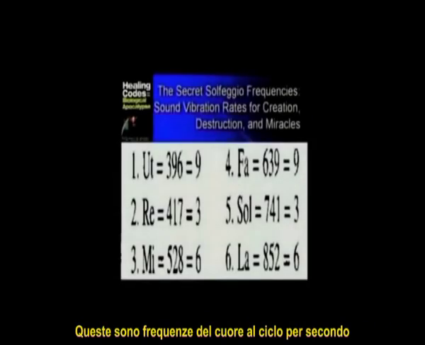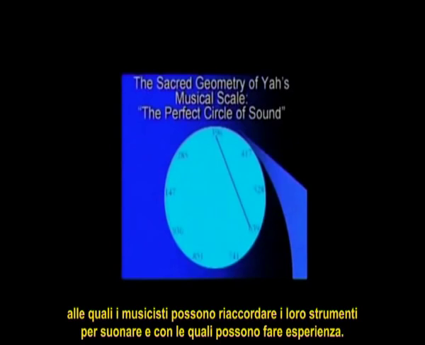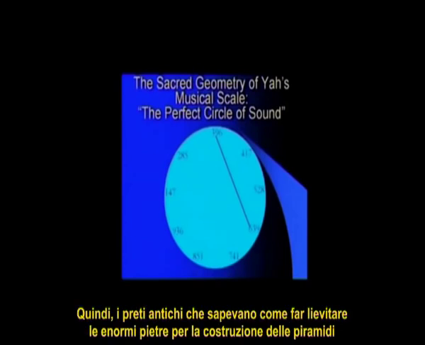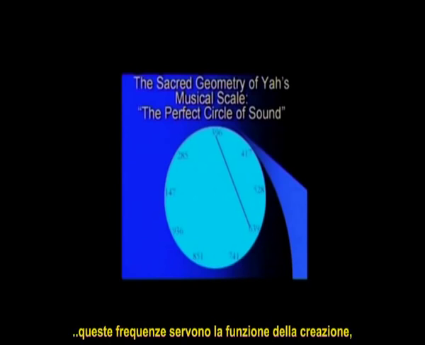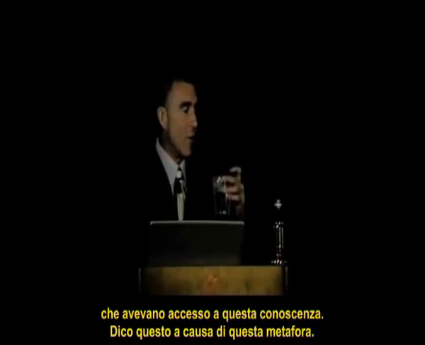These are hertz, frequencies, or cycles per second that the musicians can retune their instruments to play and experiment with. Why? Again, these are the Creator's musical scale, the original solfeggio, buried for 3,000 years in the Bible. So the ancient priests who knew how to levitate the huge stones for the building of the pyramids, and the Masonic knowledge that predated ancient Egypt, had the ability to have this information, these frequencies, which served the function of creation, destruction, and miracles on behalf of the empowered people who had access to this knowledge. I say that because of this metaphor.